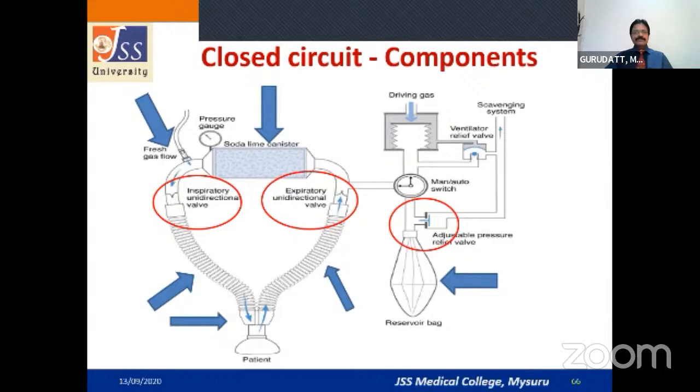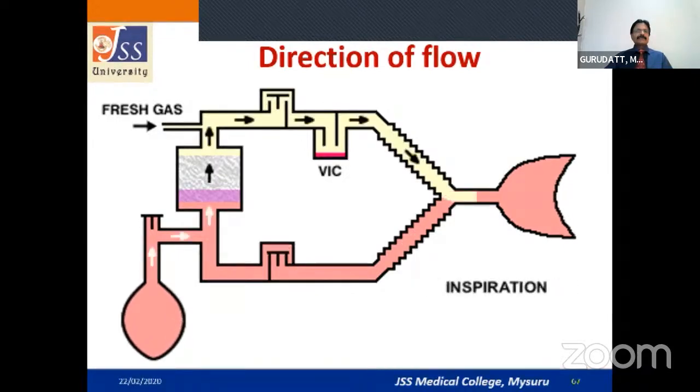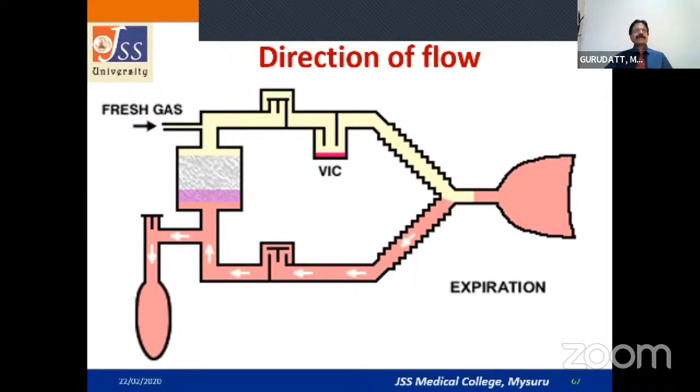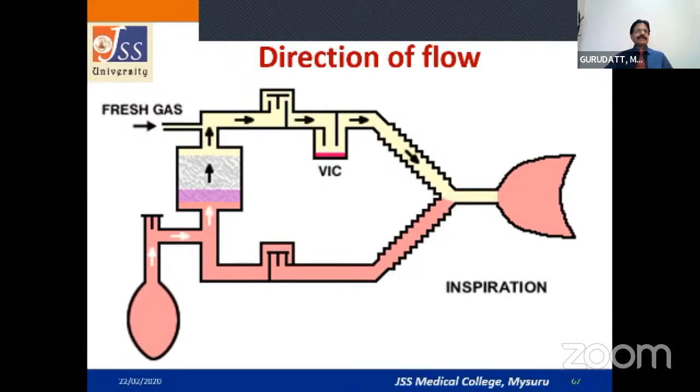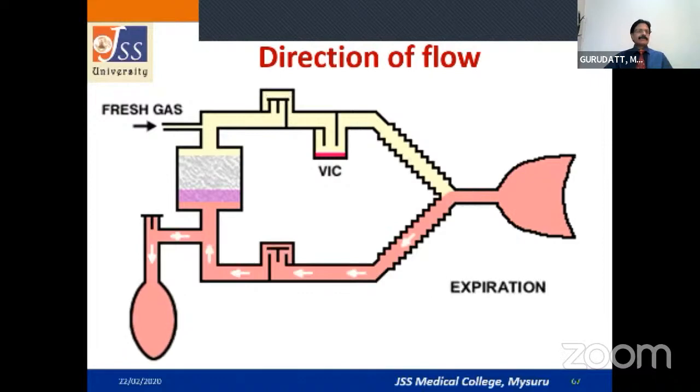One common question asked in the exam is regarding the direction of flow of these gases. You have to demonstrate how the gases will flow. From the patient, the expired gases will flow through the expiratory limb, and then the expiratory unidirectional valve gets lifted up. So the gases will enter into the bag, and with sufficient pressure, some amount of the gases will also flow to the expiratory valve.